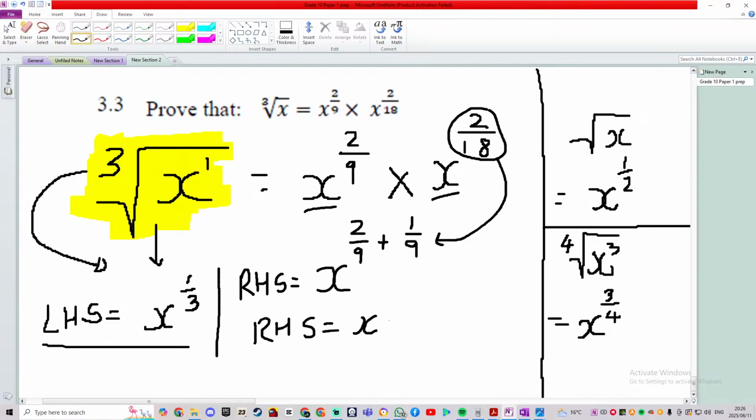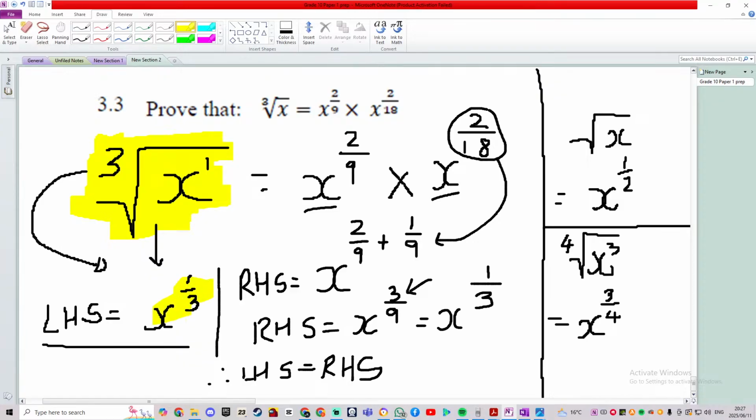right? Now that I have the same denominators, I can simply add the numerators. 2 plus 1 is 3, and the denominator stays the same. Then I simplify that fraction here. You see? And it's going to be 1 over 3. Therefore, left hand side equals right hand side. Let me just highlight for you. There it is. And there it is, the right hand side. Okay.